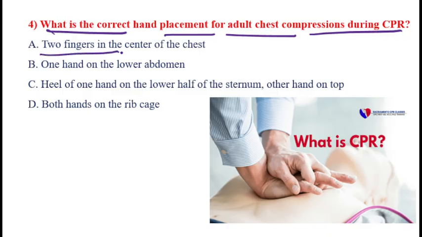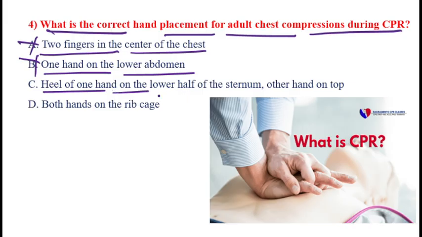Option A, two fingers in the center of the chest. It's wrong. Next, one hand on the lower abdomen. We will not compress on the lower abdomen. It is chest compressions, so it is the wrong option here. Next, option C, heel of one hand on the lower half of the sternum. See here, this is the one.